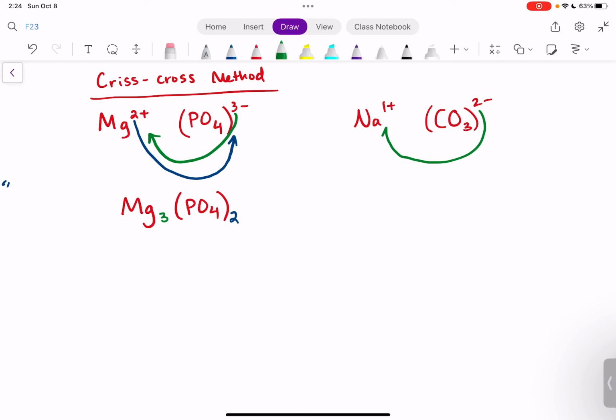So we'll take the green, the 2, and pop it over there. That's Na2, 2 Nas. And then we've got CO3, our other ion, and we're going to take this 1 and pop it over here by CO3. So that's just 1. And now remember, if it's just 1 down there, you don't have to show it. So let's do a cleanup step, Na2CO3.